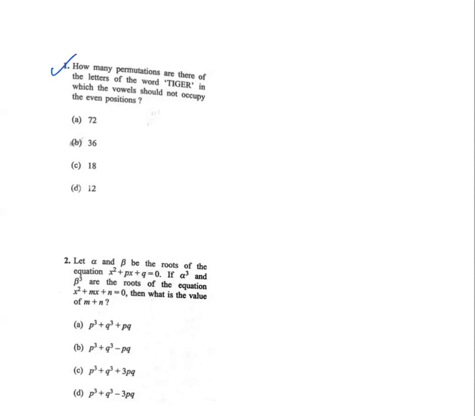It says how many permutations are there of the letters of the word TIGER in which the vowels should not occupy the even positions. In TIGER we have 5 letters, so let us draw 5 places here. I and E should not occupy the even spaces. So even spaces are what? 2 and 4. So we cannot place I and E over here, right? That means there are only 3 places in which we can keep I and E.